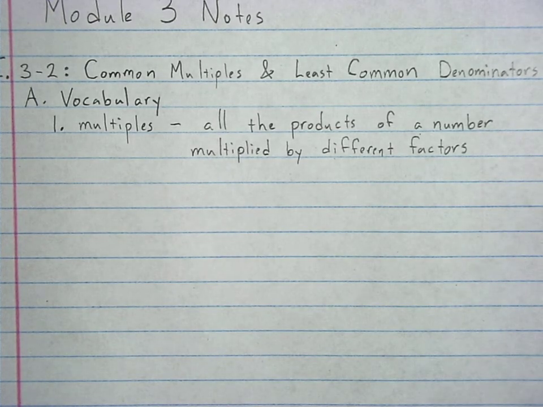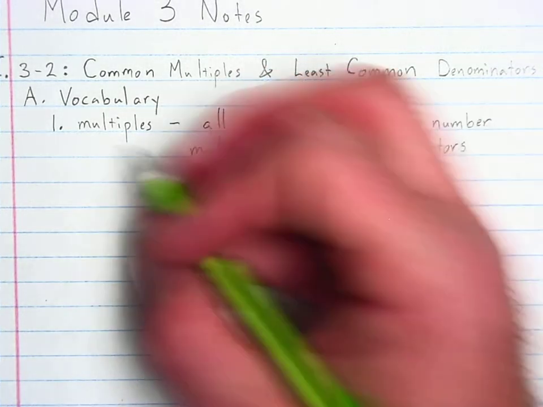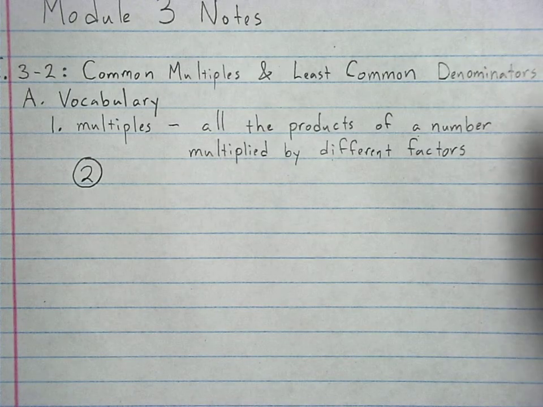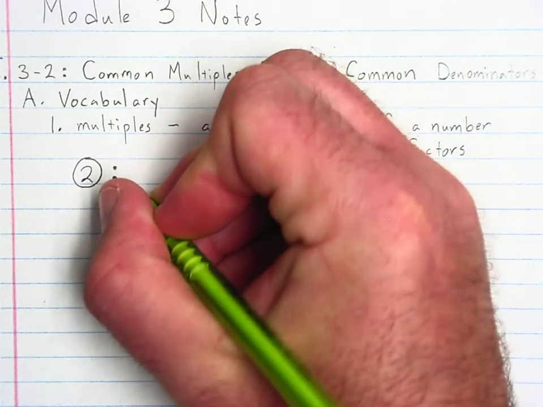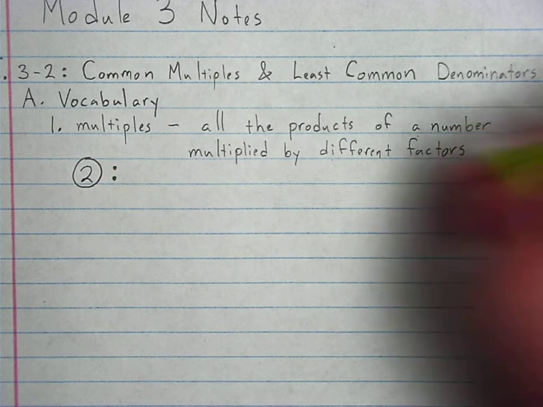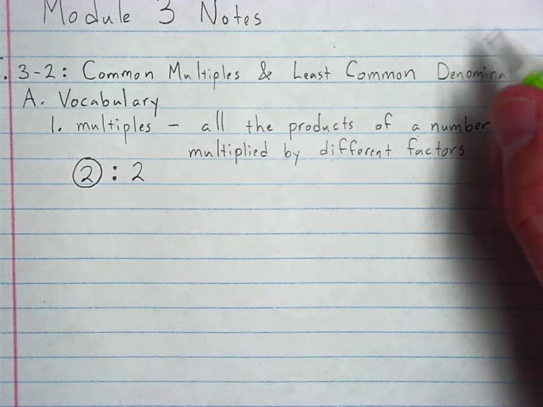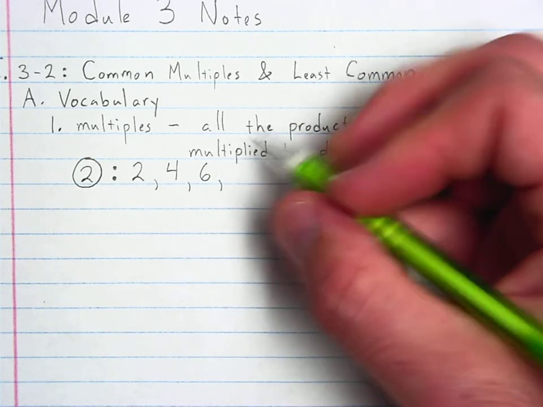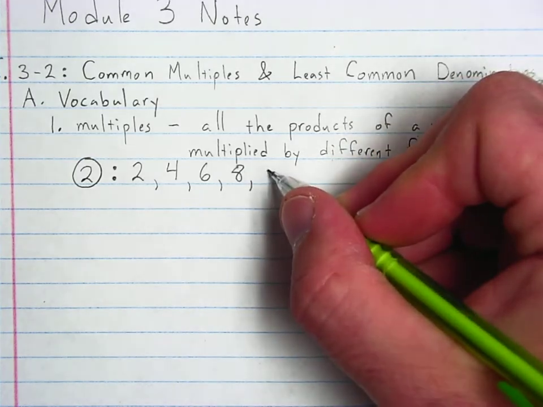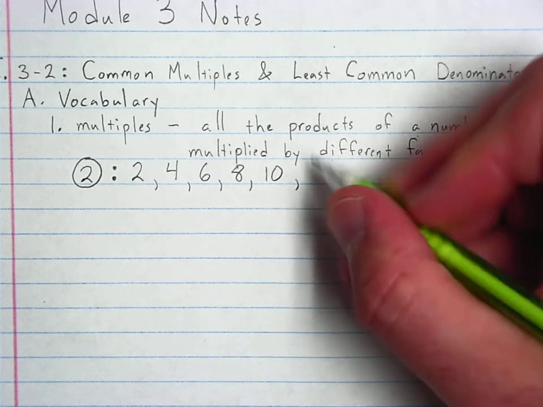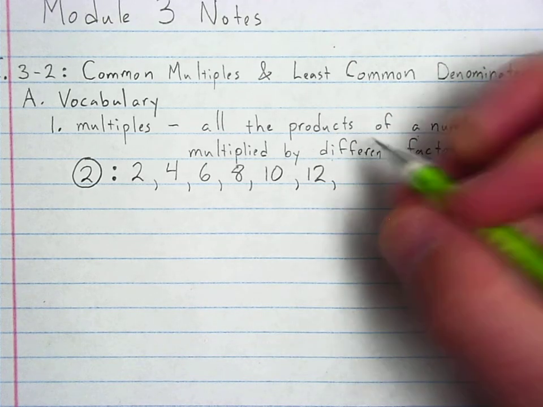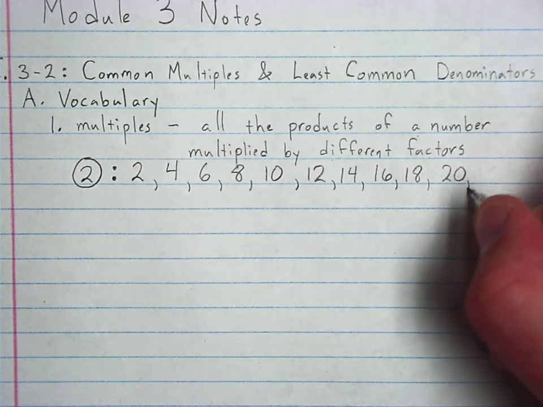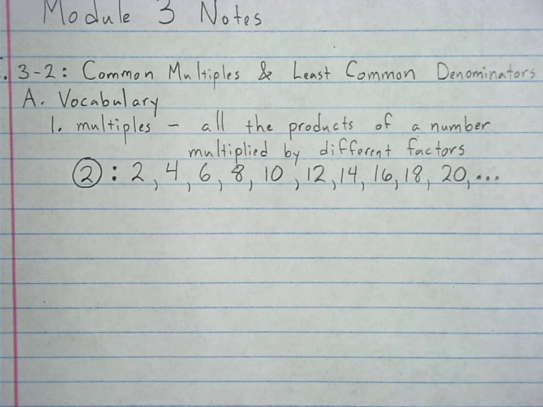Okay, so what does that mean? Well, let's start with something pretty familiar, pretty simple. Let's start with the number 2. If I want to find all of the multiples of 2, then I start with 2 and I just start multiplying it times stuff. 2 times 1 is 2. 2 times 2 is 4. 2 times 3 is 6. 2 times 4 is 8. 2 times 5 is 10. 2 times 6 is 12. And so on, and so on, and so on. Literally forever. So don't worry, we're not going that far.